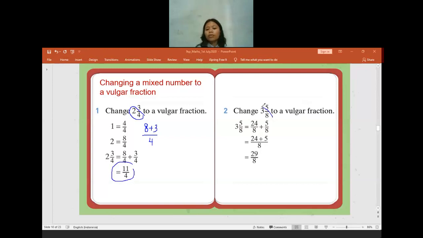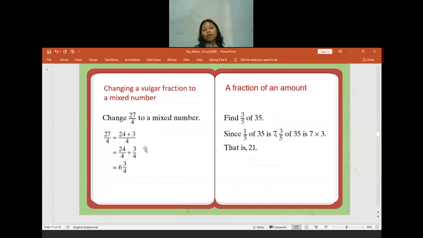This is also the same way. We can multiply 3 and 8 first. It will be 24. After that, the result we add to the numerator given. That's why 24 plus 5 divided by 8, which is equal to 29 by 8. No one has difficulties, right? Or is there anyone confused so far? No, teacher. Okay. If no one is confused, let us continue to change in the opposite way.